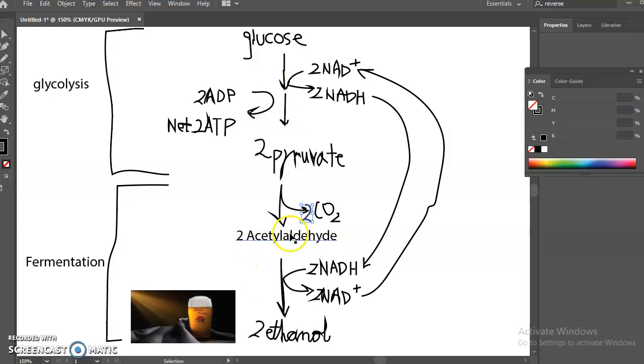And so this entire process from glycolysis to fermentation allows for the production of ethanol, which is found in beer. So this is where we get our substance. It's really just from the process of converting pyruvates to ethanol in order for the NAD+ to be regenerated.